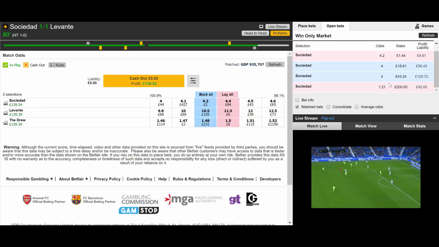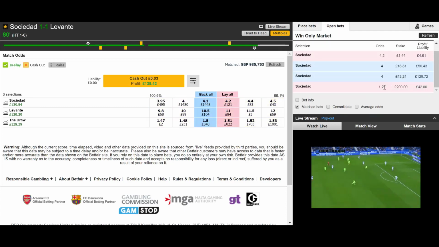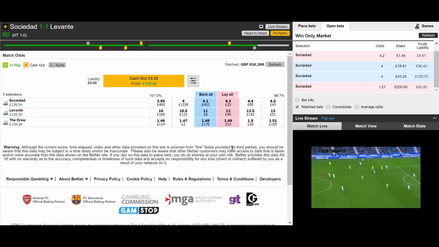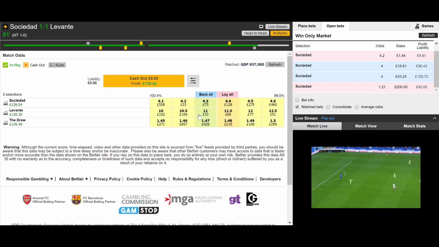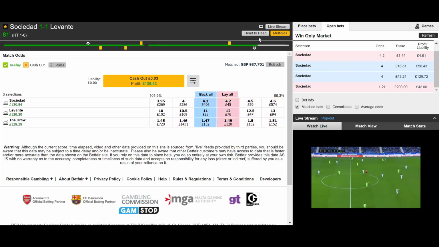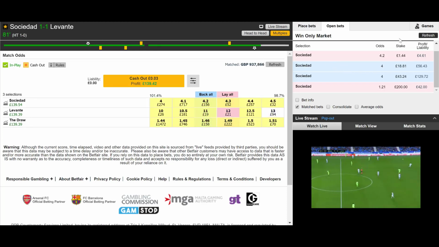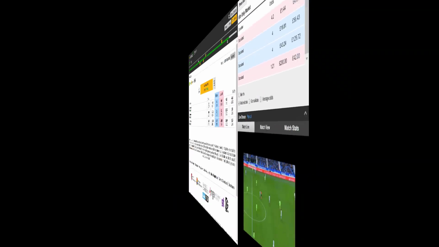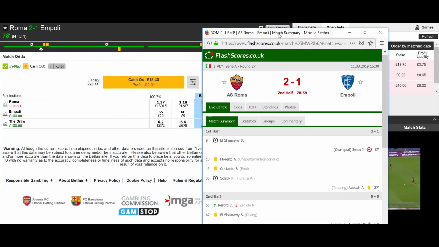We laid Sociedad at 1.21. It did look like Levante were going to get the equaliser. It doesn't always come, but if you spot these opportunities, these are definitely the most golden ones of all. So laid Sociedad at 1.21, price went out to 4. We've locked in that profit all across the outcomes there. So yeah, game done, 9 minutes left. Real Sociedad 1, Levante 1. Trade done, rather.